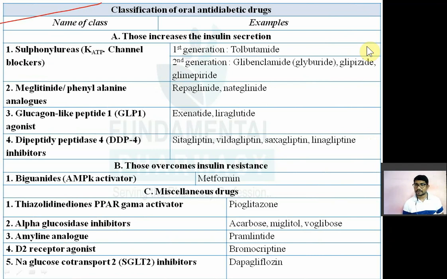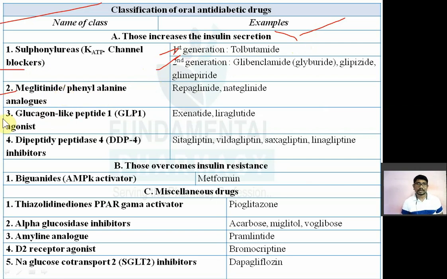So again, the classification. First are those drugs which increase insulin secretion. In that you have different subclasses. The first one is the sulfonylureas, which are KATP channel blockers. First generation is tolbutamide. Second generation is glibenclamide, also known as glyburide, glipizide, then glimepiride. Then meglitinides, in which you have repaglinide and nateglinide. Meglitinides are also known as D-phenylalanine analogs.